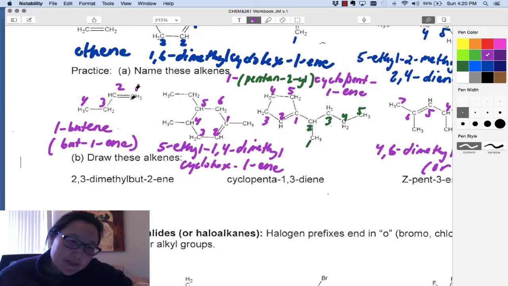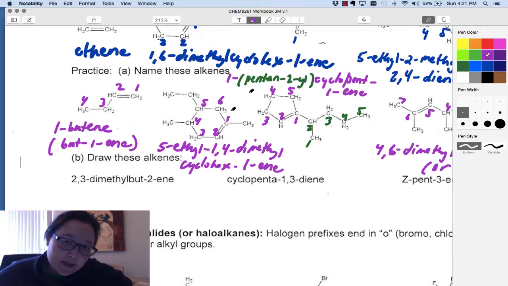The first one, I've been numbering the longest chain. Want this to be at 1 because of the double bond. So it's 1-butene or but-1-ene. And since there's neither E nor Z because these 2 hydrogens are the same. Over here, I have a ring, and this gets 1 as opposed to this, and then I have to number through that. Then I have an ethyl group here and methyl groups here. So 5-ethyl 1,4-dimethyl cyclohex 1-ene, or 1-cyclohexene if you want to put the 1 in front.